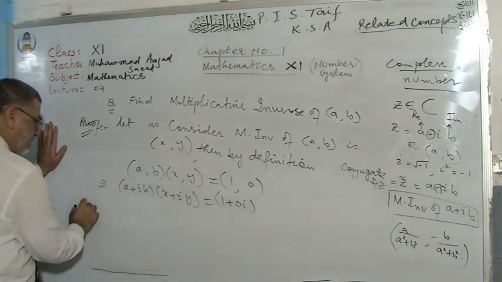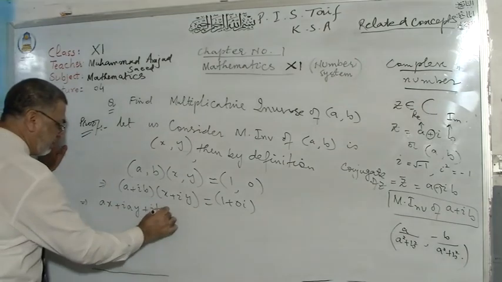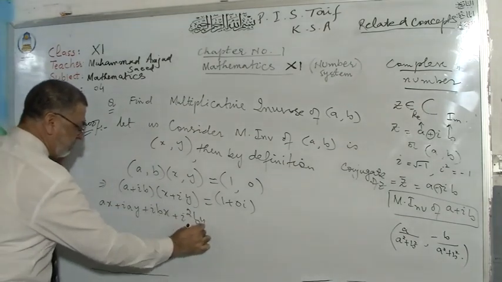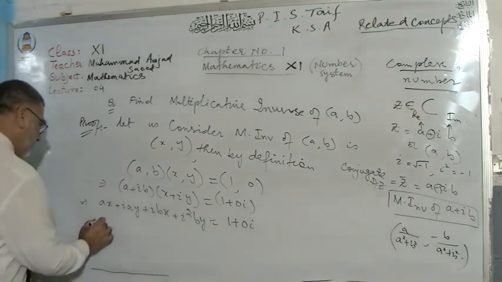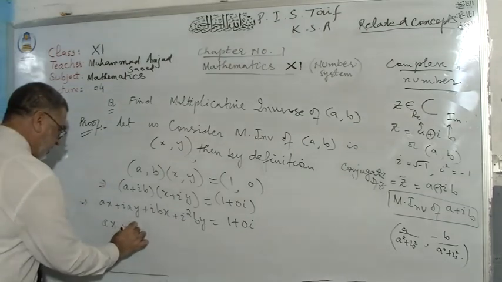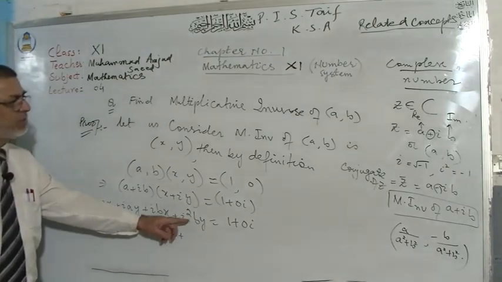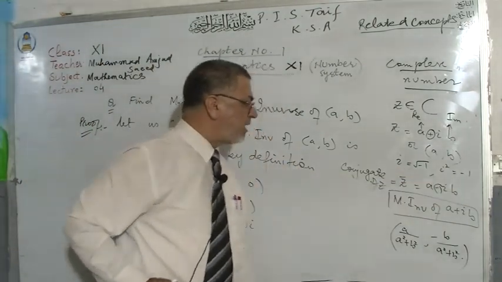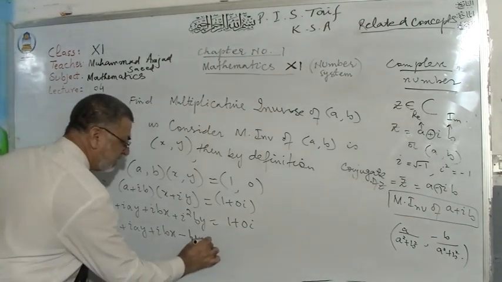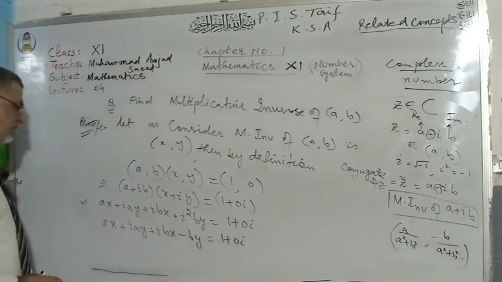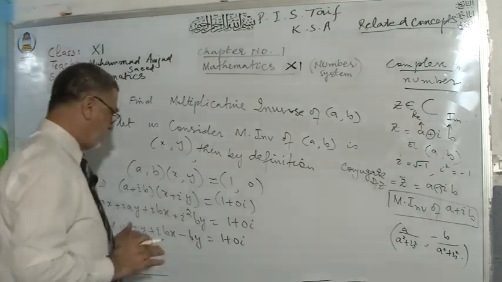Multiplying the left hand side: ax plus iota ay plus iota bx plus iota square by is equal to 1 plus 0 iota. You know that iota square value is minus 1. Put here minus 1, then you will have minus by equal to 1 plus 0 iota. Now write real part with real, imaginary with imaginary.